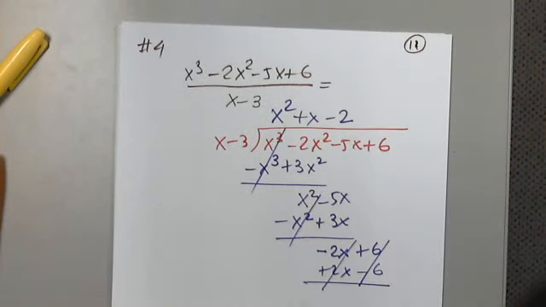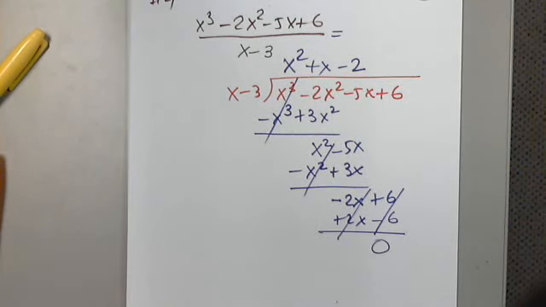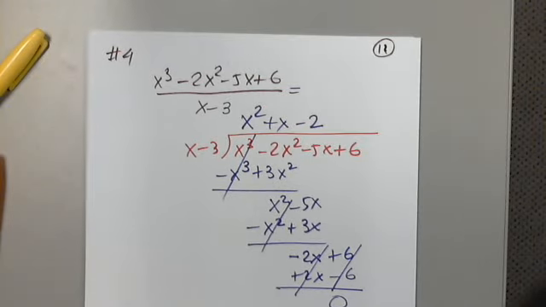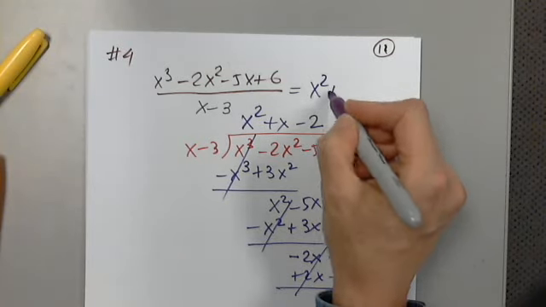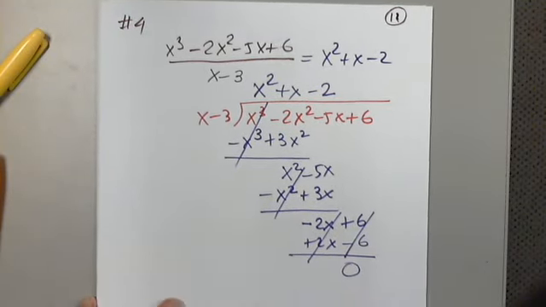So it happens that this particular division does not have a remainder. So then the answer would be x squared plus x minus 2.